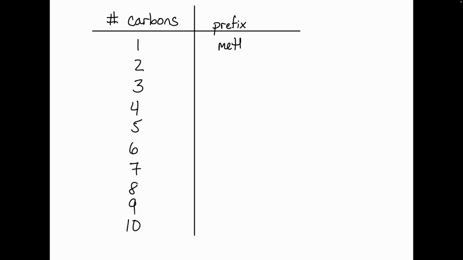Meth. What about two carbons? Eth. Three carbons? Prop. Four carbons? But. And these four are really unique to chemistry. The rest of them you'll see in places like geometry and stuff like that. For 5, it's pent.